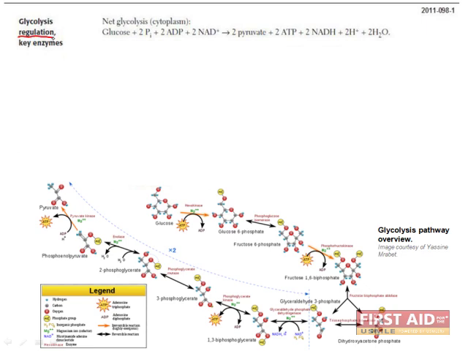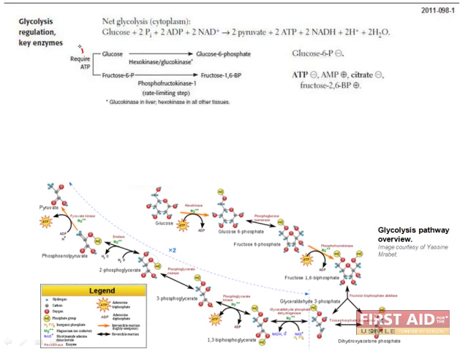Now let's go through the enzymes that regulate glycolysis one by one. The 2 steps of glycolysis that require ATP are the first step and the third step.